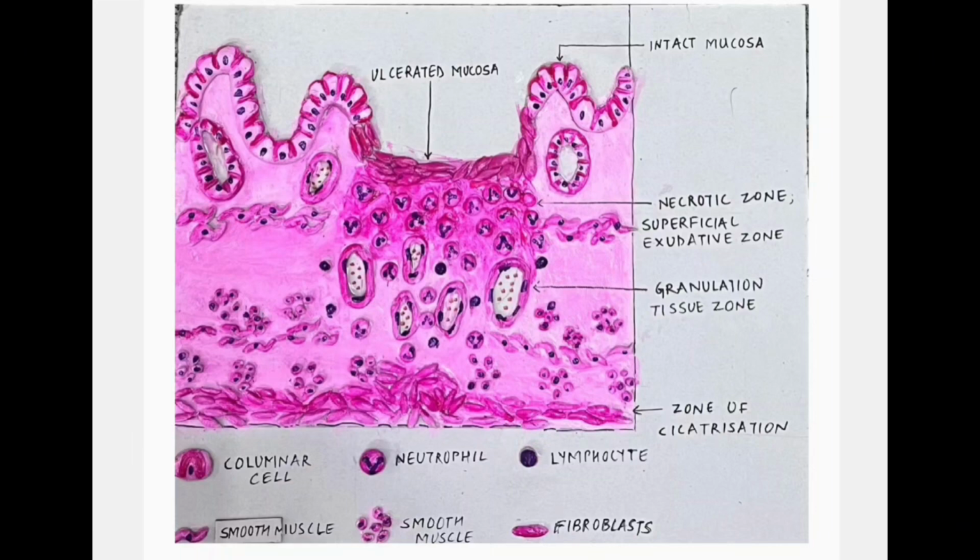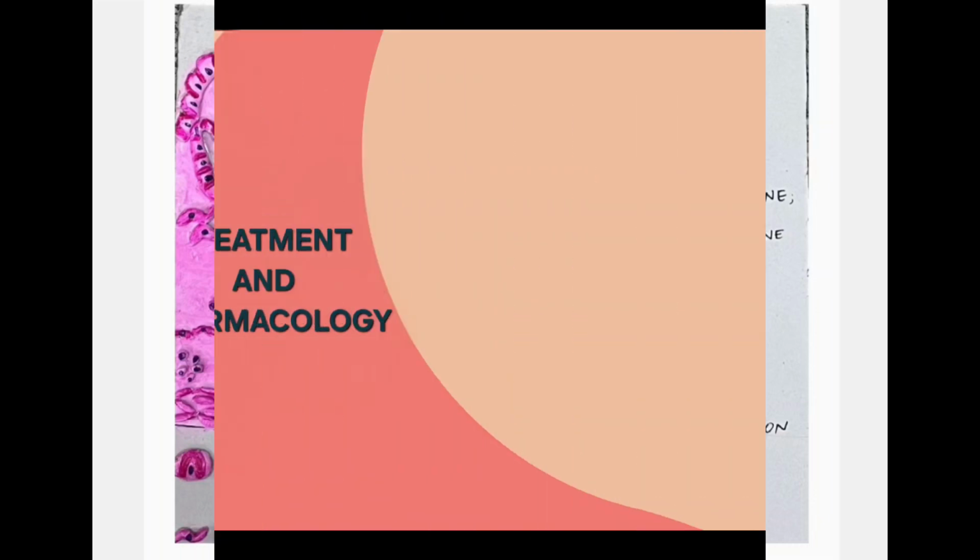Microscopically, benign ulcers show necrotic debris, inflammatory exudate, granulation tissue, and fibrosis. If Helicobacter pylori is present, we see curved bacilli with neutrophilic infiltration. Malignant ulcers show atypical glandular cells, pleomorphism, and high mitotic activity.